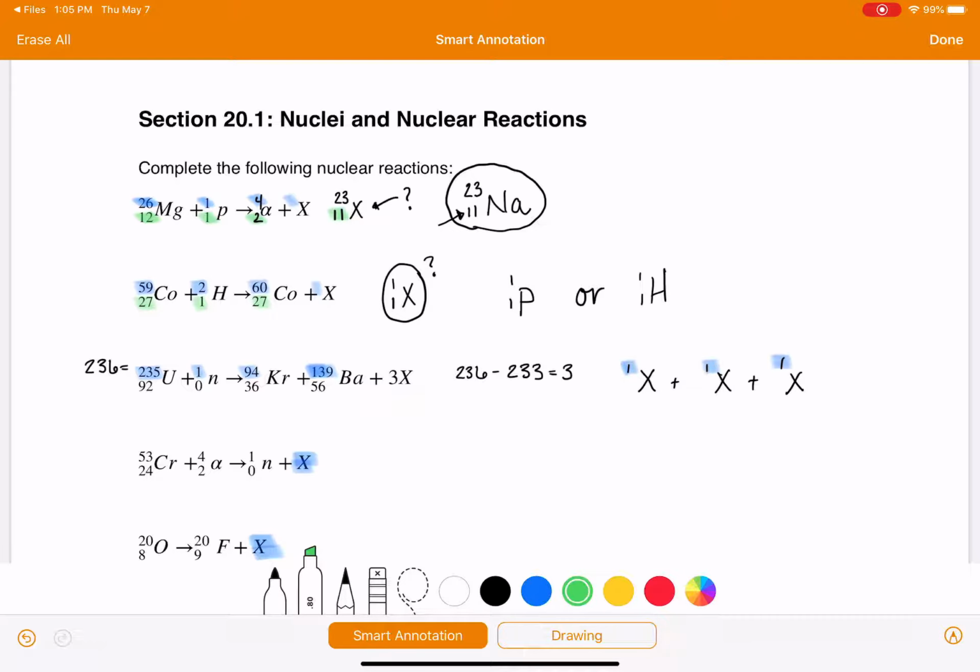And what about our protons? We have 92 on the left. And on the right-hand side, we have 36 plus 56, which is 92. So that means that we can't have any protons in any of these particles right here. What is the subatomic particle that has no protons with a mass number of 1? That is going to be a neutron.